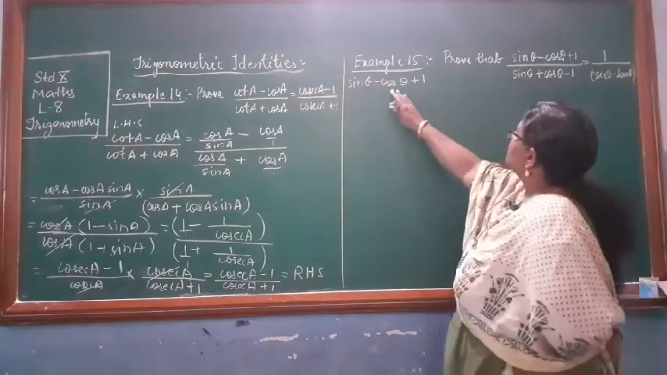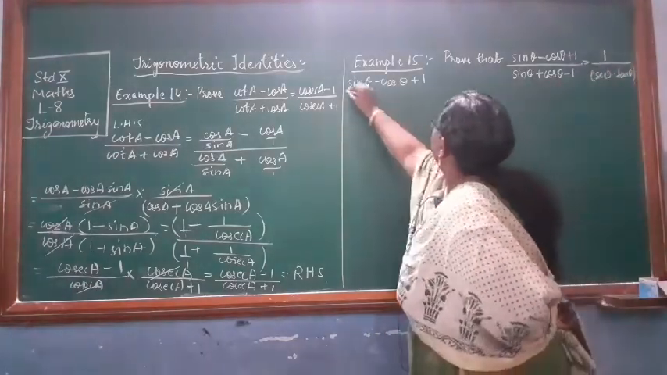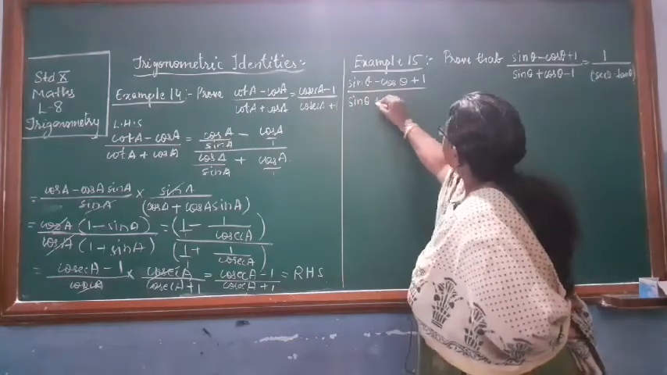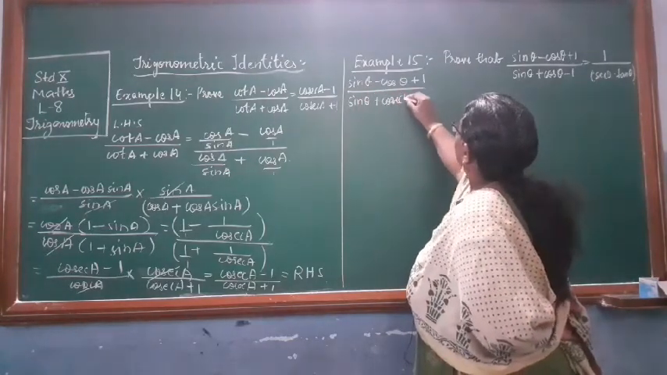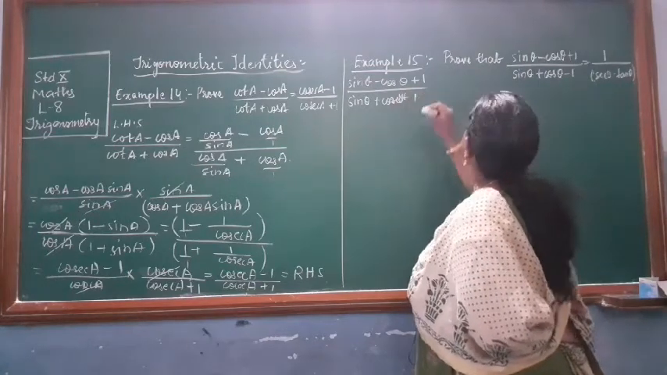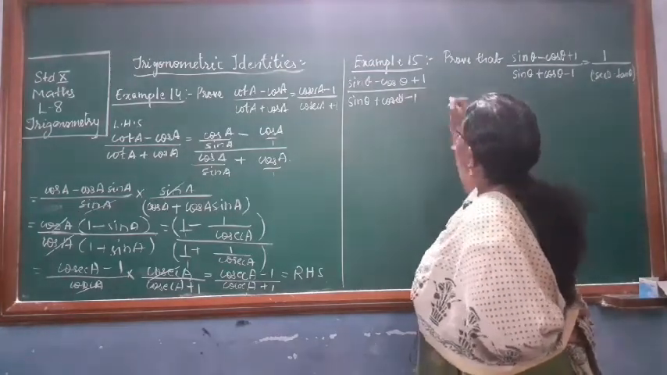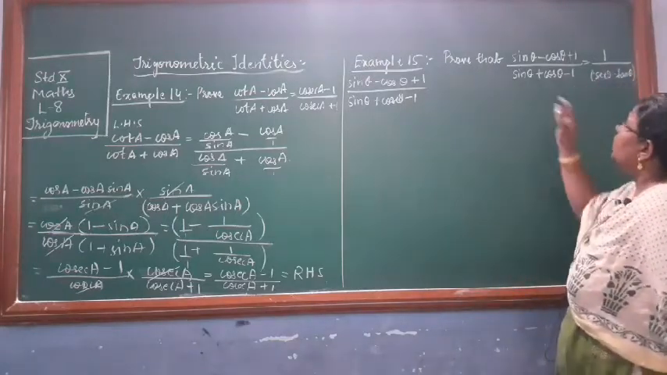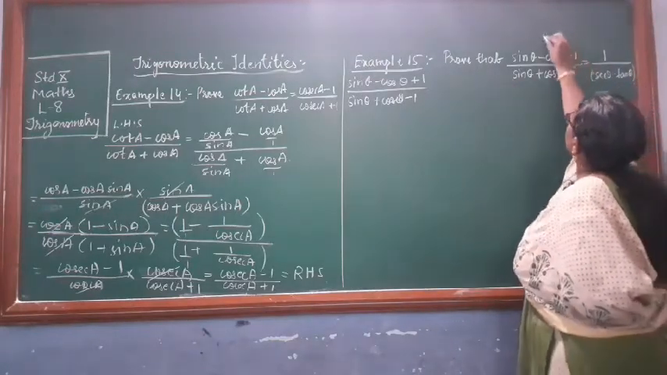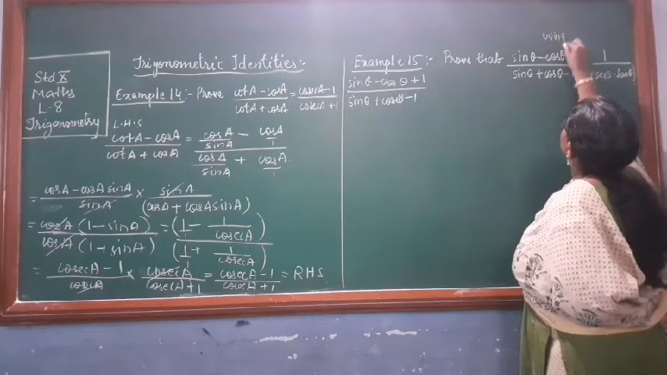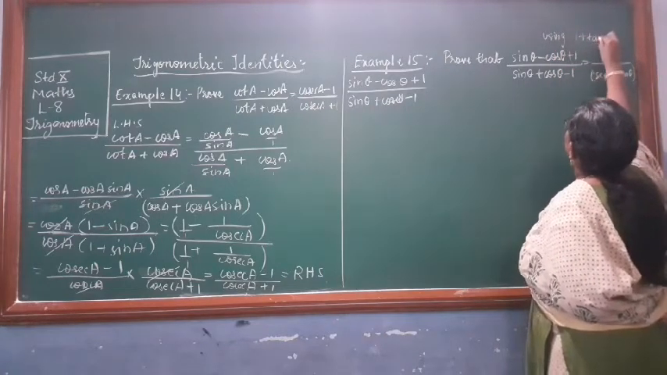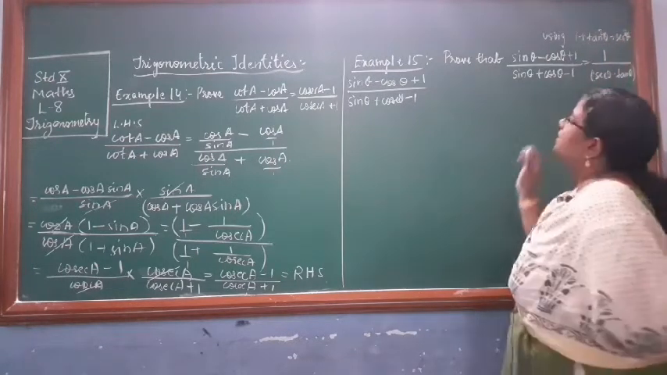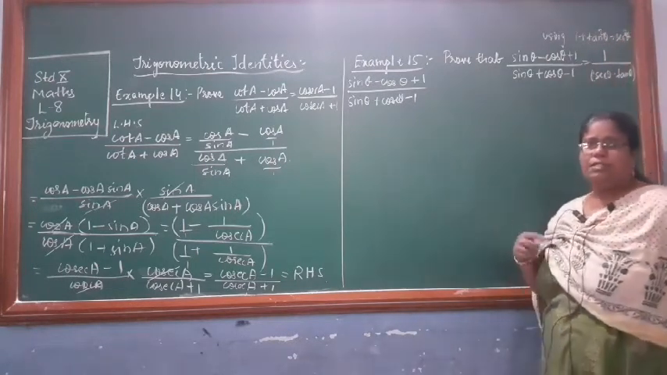Sin theta minus cosec theta plus 1 upon sin theta plus cosec theta minus 1. This is your LHS. Now in this question, you have to prove this using 1 plus tan square theta is equal to sec square theta. This identity, it is asked to use this identity.